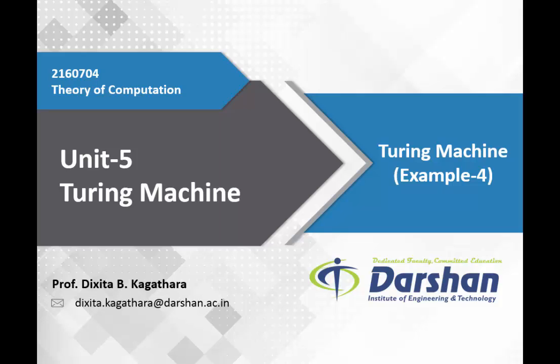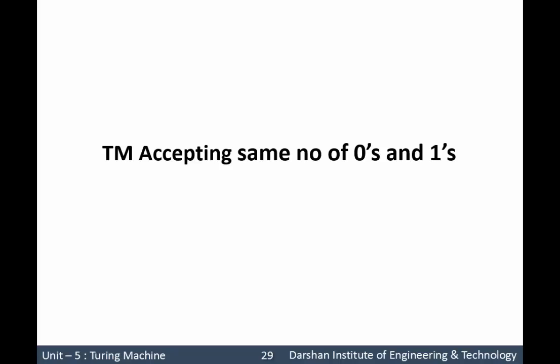Hello everyone. In this video lecture, we are going to study another example of Turing machine. Here we will design a Turing machine for same number of zeros and same number of ones. In one of the previous video lectures, we have already studied the Turing machine for same number of A's and same number of B's, but the language was A raised to n, B raised to n. That means same number of A's followed by same number of B's.